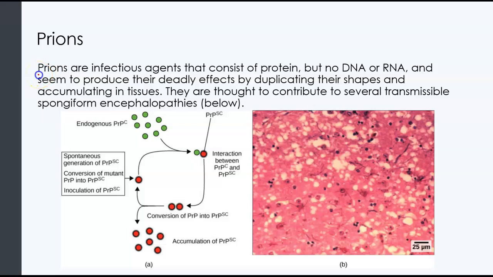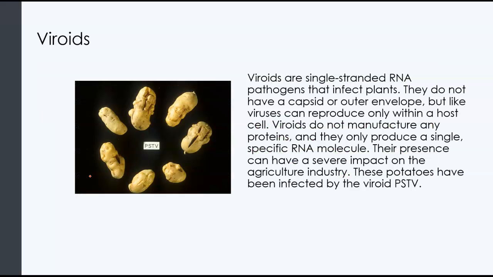So prions are infectious agents that consist of only protein, and they are mutated protein. This goes over the cycle of how prions work. But basically, they do cause diseases like mad cow disease. They cause symptoms in nervous tissue.